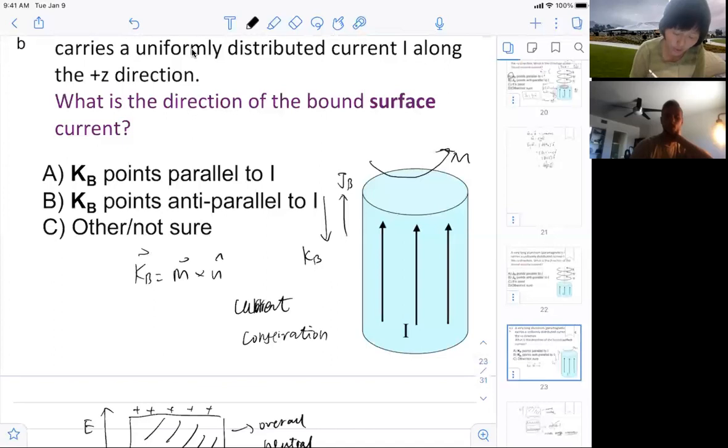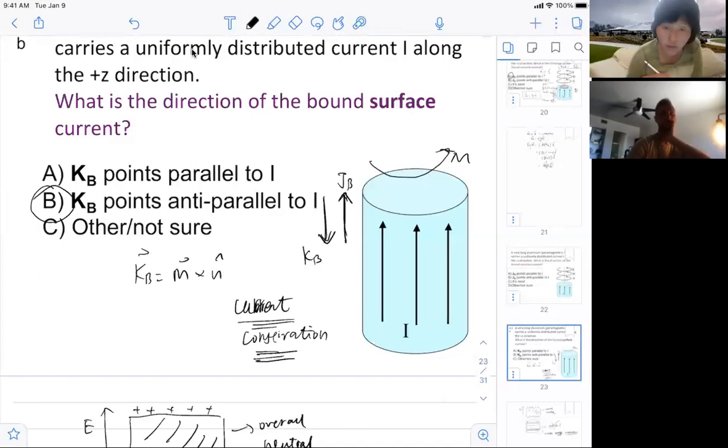Current is just charge moving at some rate in a certain amount of time. So I can say current conservation is, well, you cannot simply create some current that wasn't there. You have a bound current up; to obey current conservation, you should have some bound current down. So for that, I know my K bound must point anti-parallel to current I. You could sort of confirm that by looking at this cross product, but you don't have to. Right? Given this question, you can know that is B right away.